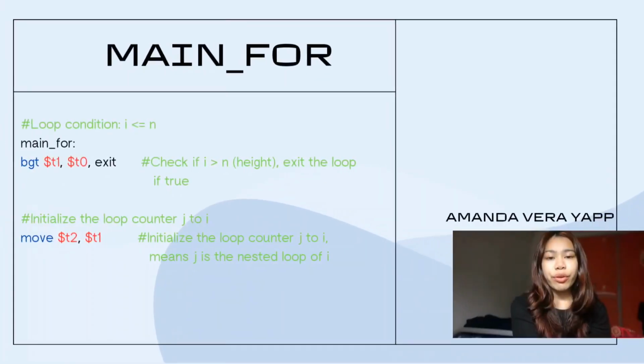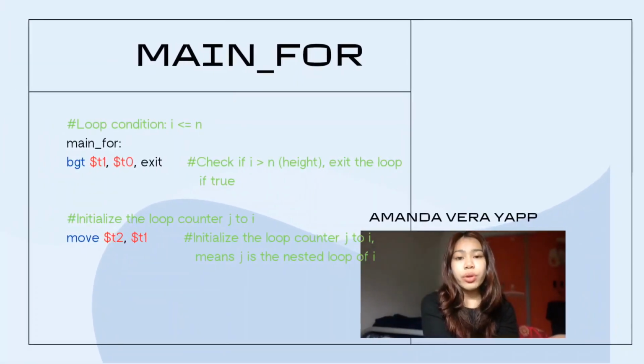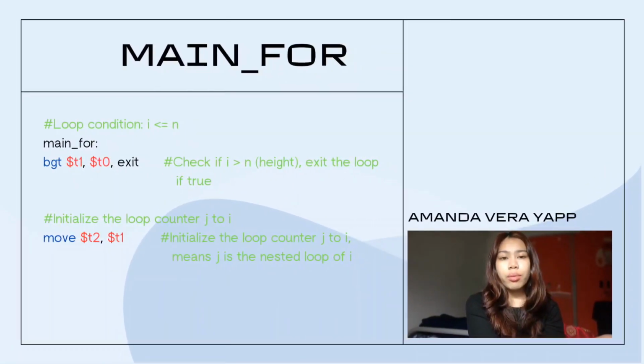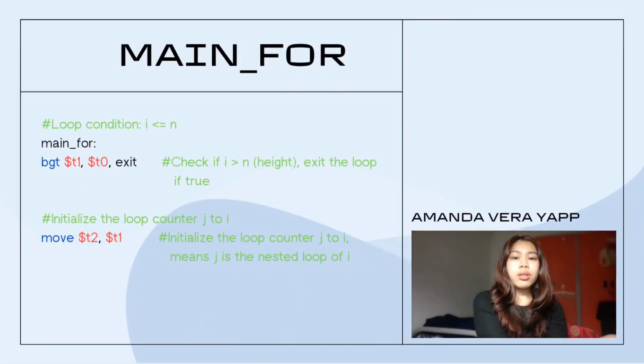Next is main for. For main for, the loop condition is I less than or equal to n. We use BGT, register T1, register T0, exit. BGT is branch on greater. By using this instruction, we can check if I is greater than n, which is the height, and exit the loop if true.